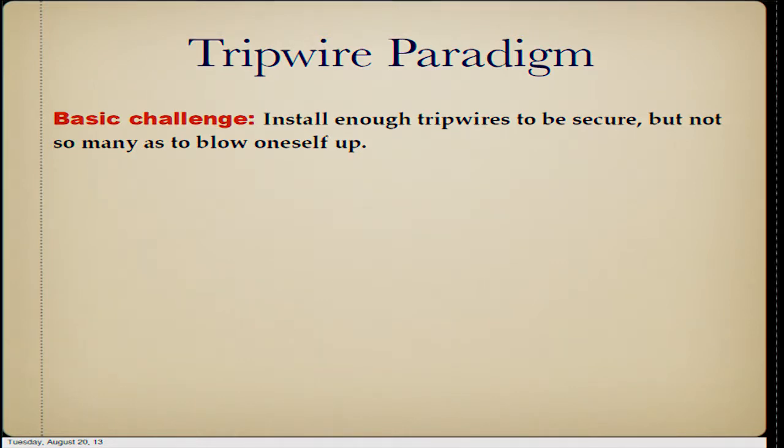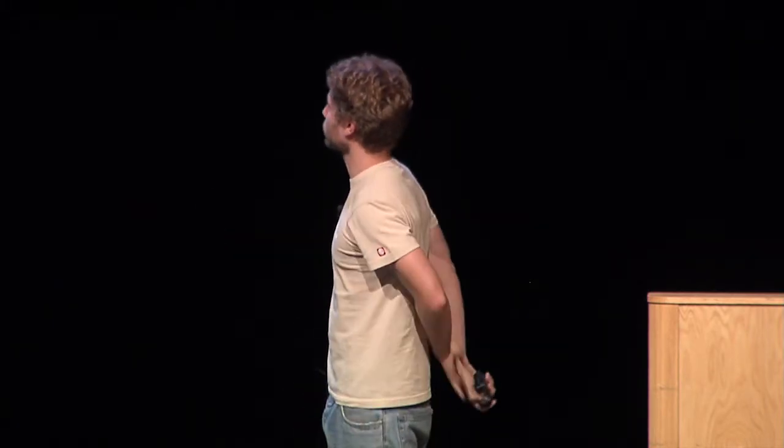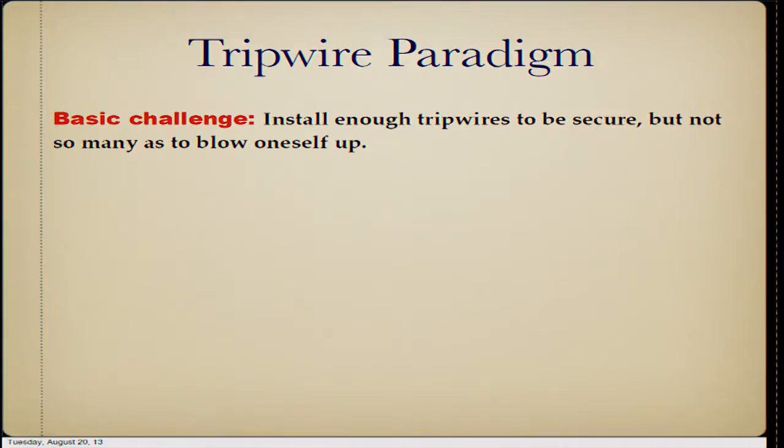So here's the basic challenge with installing these tripwires. Install enough tripwires to be secure, so that you complete the chains that the distinguisher is trying to form, but you don't install so many tripwires as to blow yourself up. What does that mean? If you install too many tripwires, you're going to recurse yourself. As you make queries, you may trigger the tripwires, and you may trigger even more, and you may never terminate. You may diverge. This is where the simulator blows up. So you have to install enough, but not too many. This is the real trick.